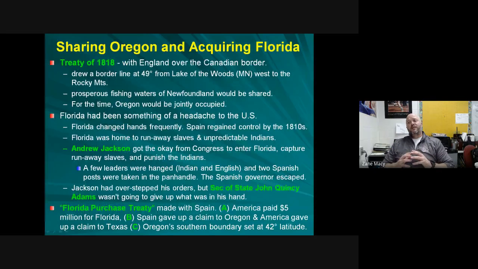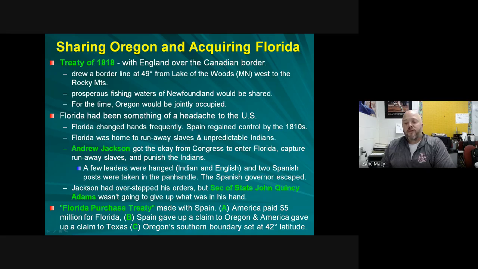in terms of shaping the nation more fully, we have the Treaty of 1818 with England over the American-Canadian border. We end up drawing a border line at 49 degrees from Lake of the Woods, Minnesota, west to the Rocky Mountains. Later on, we'll end up establishing the rest of the border from the Rocky Mountains to the Pacific Ocean.